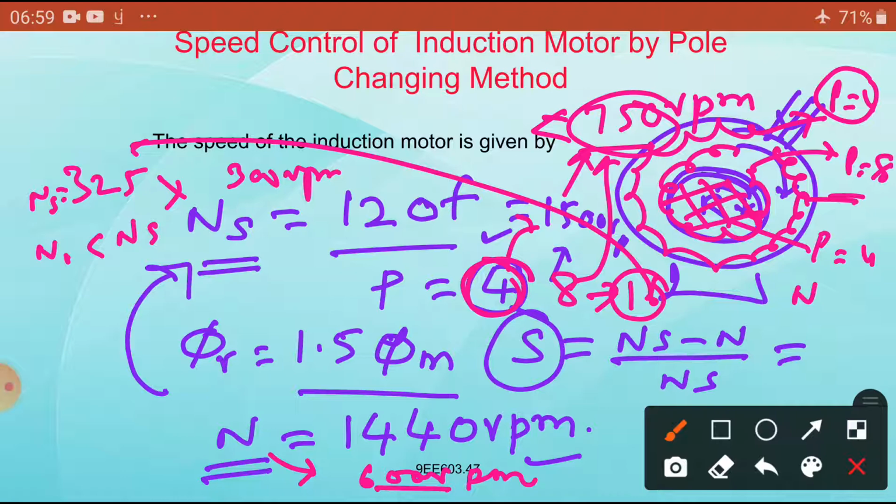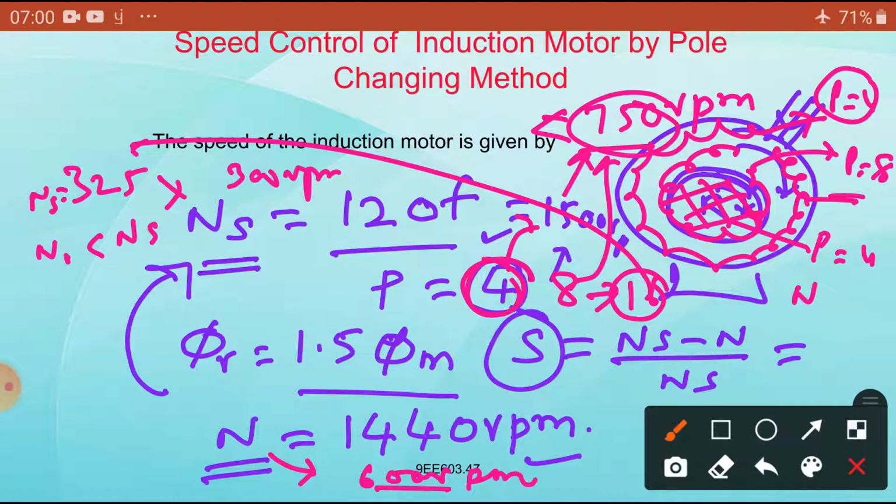Okay, now if the one winding at 4 pole is connected, it is rotating at 1500 rpm synchronous speed, with a rotor speed of 1440. Now it is disconnected and the second stator winding is connected to the supply, and it forms the 8 pole. Then the synchronous speed is 750, and the rotor speed may be 700 rpm. In such a way we are going to change the number of poles. That is one technique.